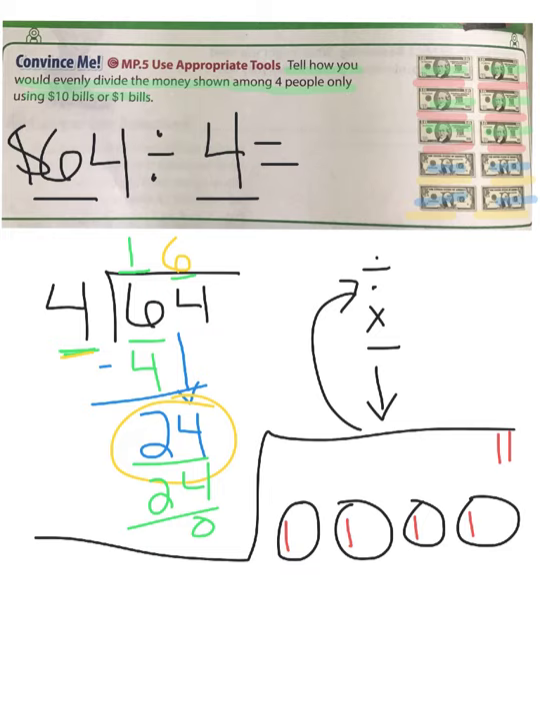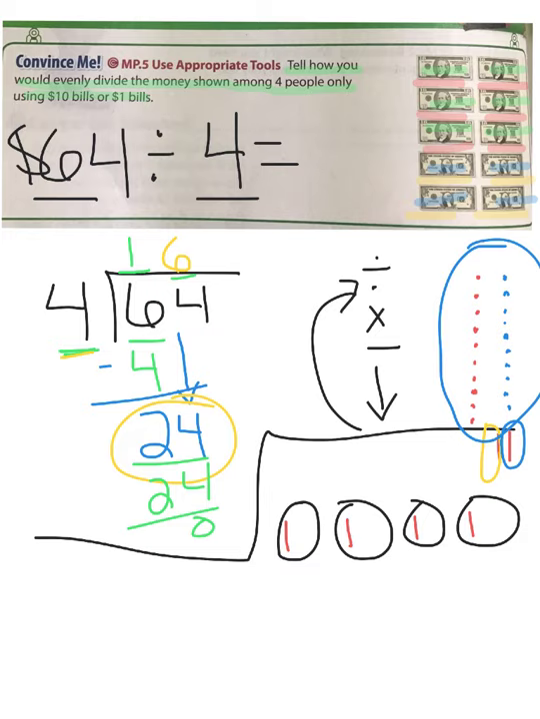So now I'm going to have 20 1s. So I'm going to have 1, 2, 3, 4, 5, 6, 7, 8, 9, 10. And that's going to represent this first 10. And then I'm going to have 1, 2, 3, 4, 5, 6, 7, 8, 9, 10. That's going to represent my second 10. So I have 20 1s.